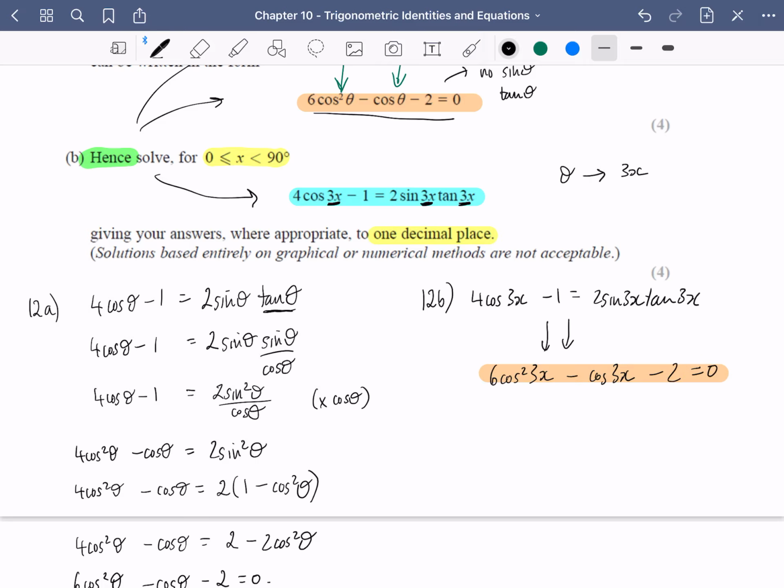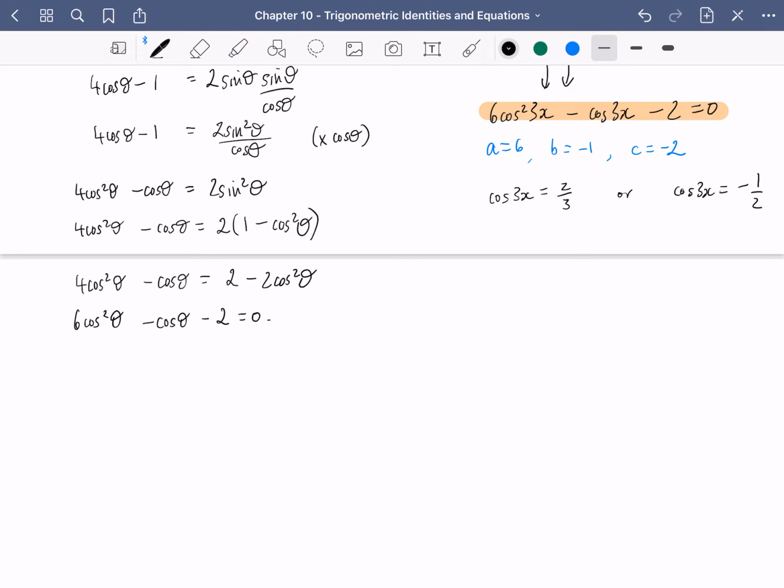Now hopefully you've noticed this is a pseudo-quadratic. So a is 6, b is -1, and c is -2. So when I go to my equation solver and I do 6, minus 1, minus 2, you end up with that either cos 3x is 2/3, or cos 3x is minus a half.